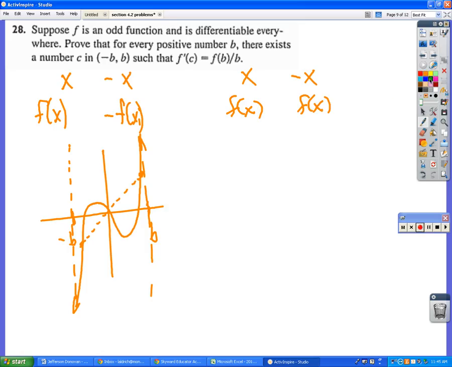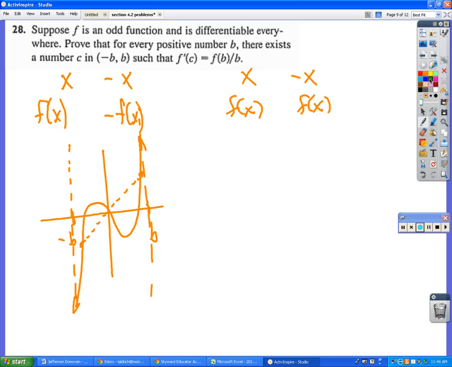All right, so here's what's going on. It says f satisfies the conditions for the mean value theorem because it's a polynomial, right? So it's differentiable and it's continuous. So we use this theorem on the interval negative b to b.